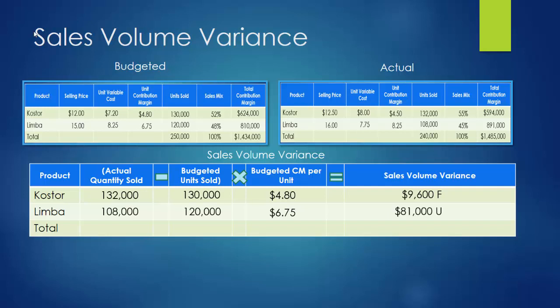And in total, the amount of variance in our contribution margin that can be attributed to this difference in sales volume is $71,400. Again, CostStore is favorable. Limba is unfavorable, so it's the difference between the two numbers, and since the unfavorable variance is bigger than the favorable variance, the overall variance is unfavorable as well. We have a $71,400 unfavorable sales volume variance.